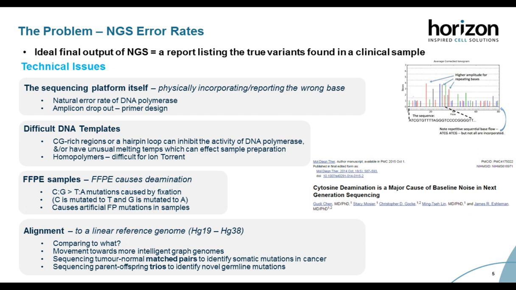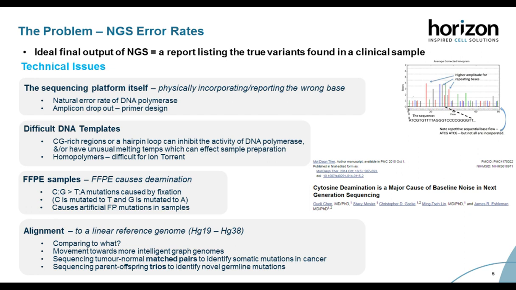In particular, it can cause deamination of the DNA, where C and T can be mutated into other bases. And this can cause artificial false positive mutations to be called in your final results, which may not be a true result of your patient's genetics. You can see on the right there a paper I've highlighted describing this issue of deamination in more detail.